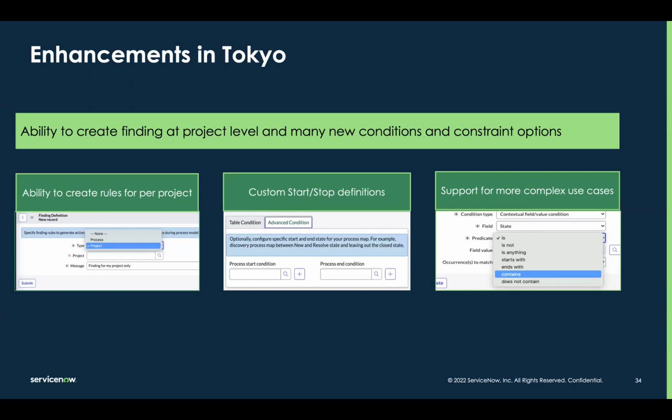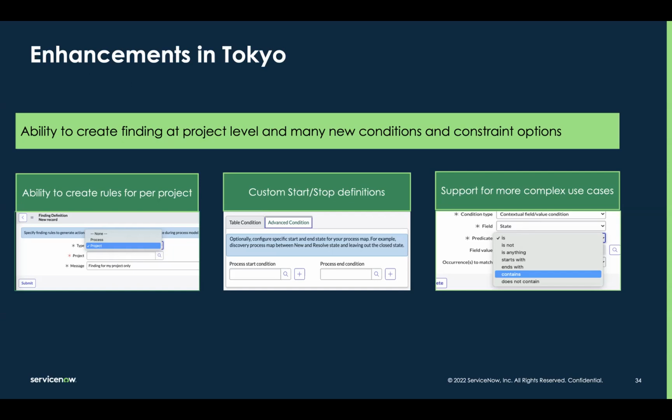Then we've added the ability to create custom start and stop conditions. So there may be scenarios where you want to analyze an isolated portion of the workflow. You can isolate the data that you want to analyze, like you might just want to focus in on a certain category of tickets. You totally can do that at the project level. But now you can also start saying, I want to create a custom start and stop definition.